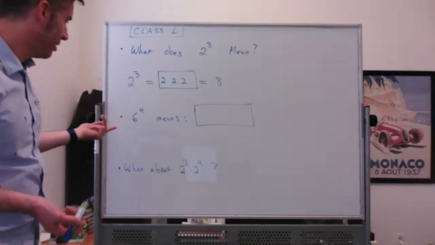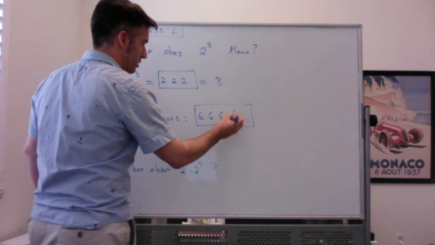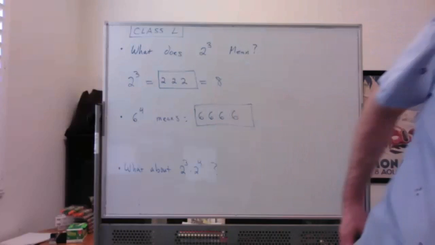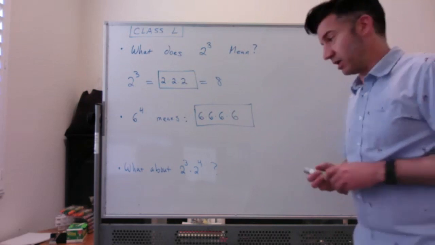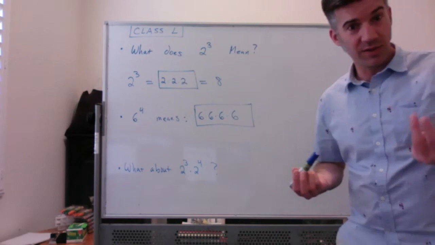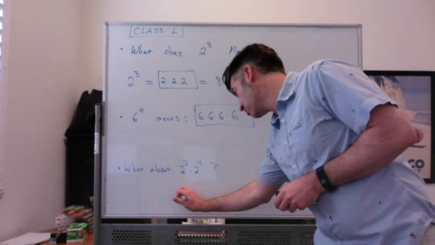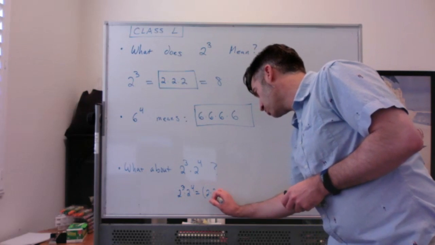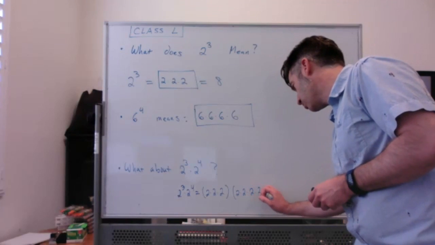And in a similar way, 6 to the fourth means 6 times 6 times 6 times 6. No big deal. But then we start having some other things pop up that are interesting. What about 2 to the third times 2 to the fourth? Well, we know what each of those things are supposed to mean. 2 to the third times 2 to the fourth should be 2 times 2 times 2 times 2 times 2 times 2 times 2.